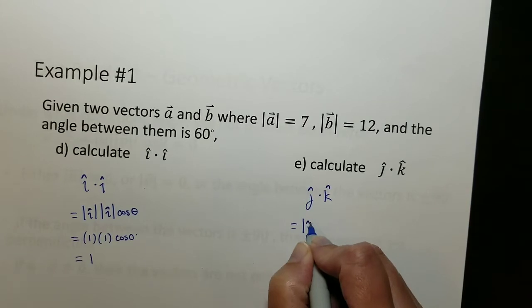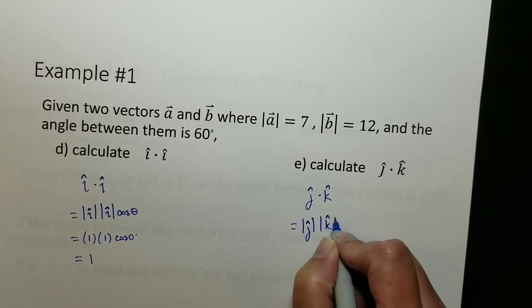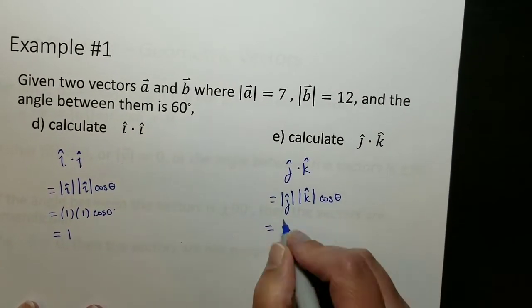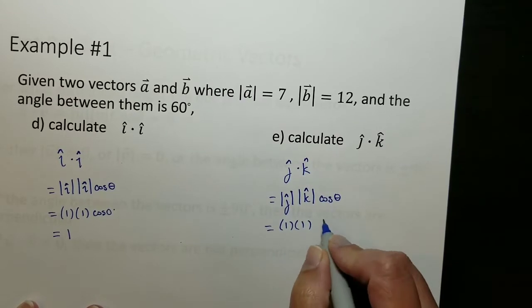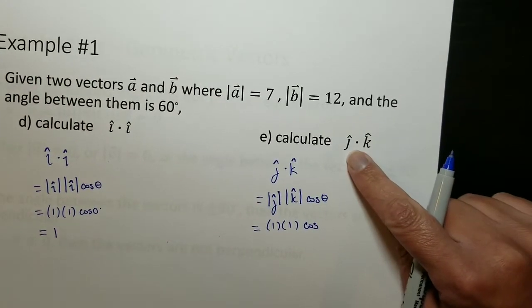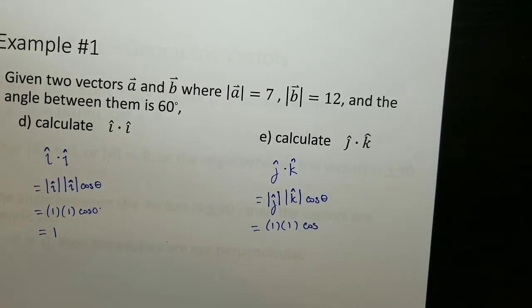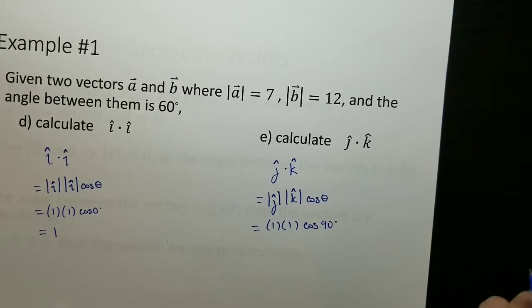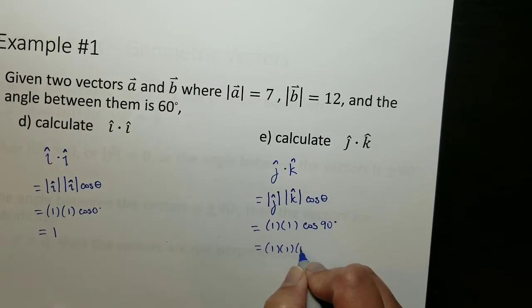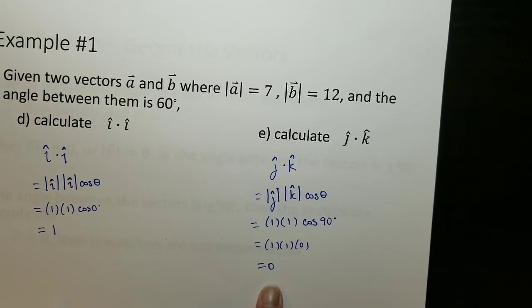We'd have the magnitude of j hat times the magnitude of k hat times cos theta. We know again that these are unit vectors, so we've got 1 times 1. Now, what's the angle? Remember, j hat is a unit vector along the y-axis, and k hat is a vector along the z-axis. The angle between the y-axis and the z-axis we know is 90. So this is going to be cos 90. So that's 1 times 1, and the cosine of 90 is 0. So that will give us 0.